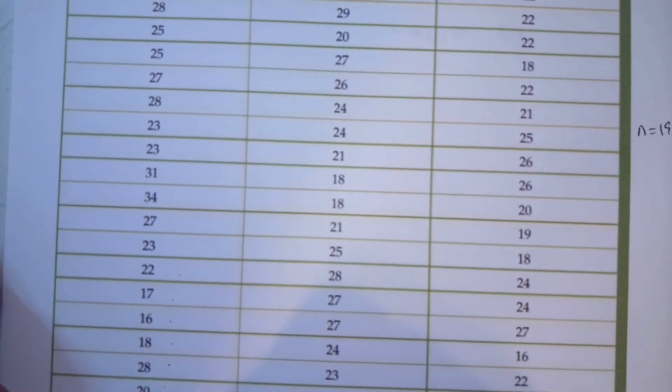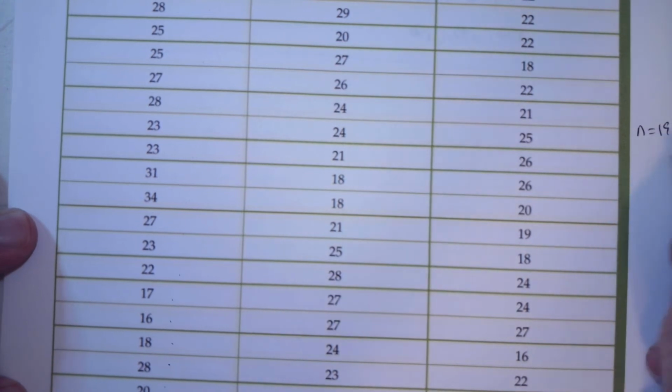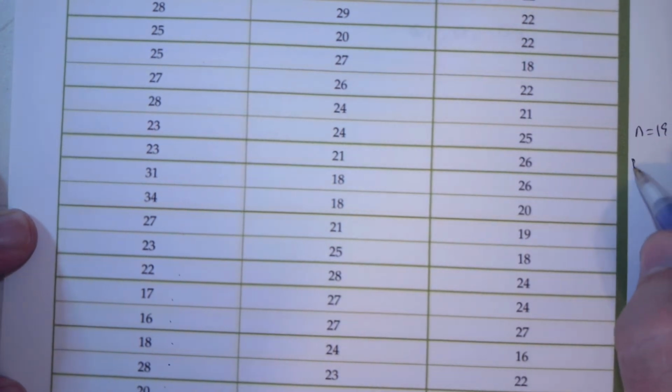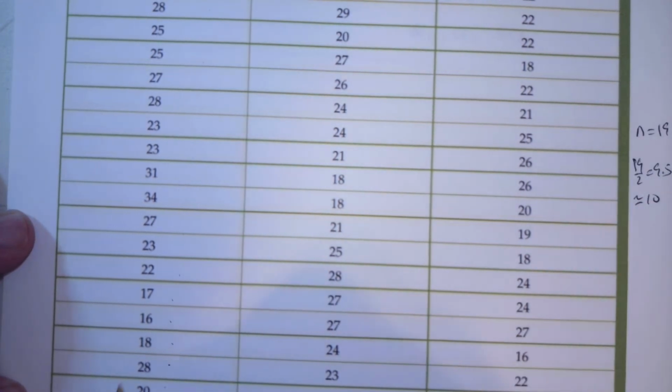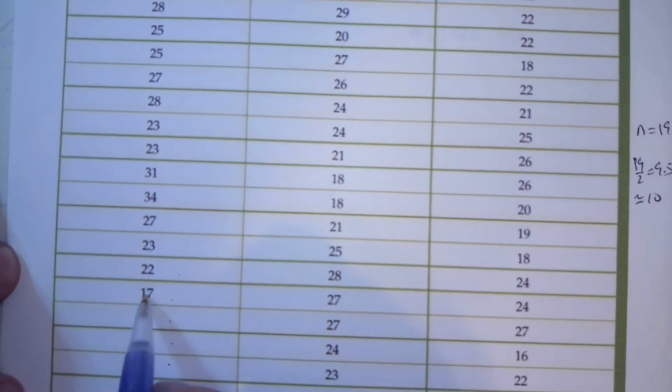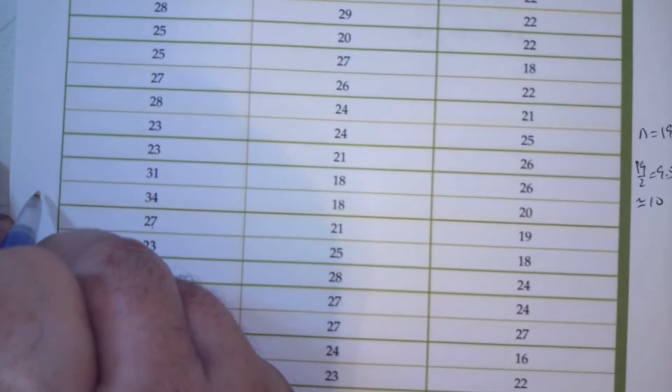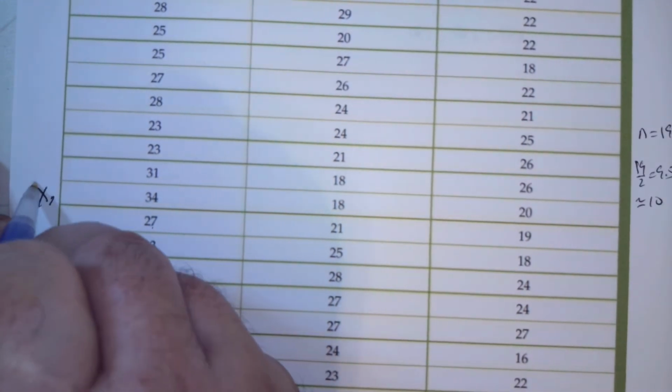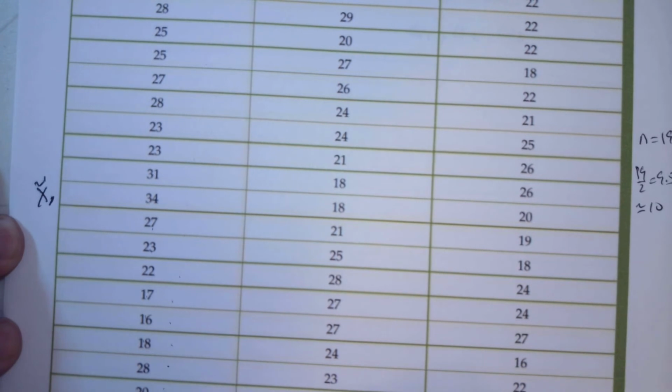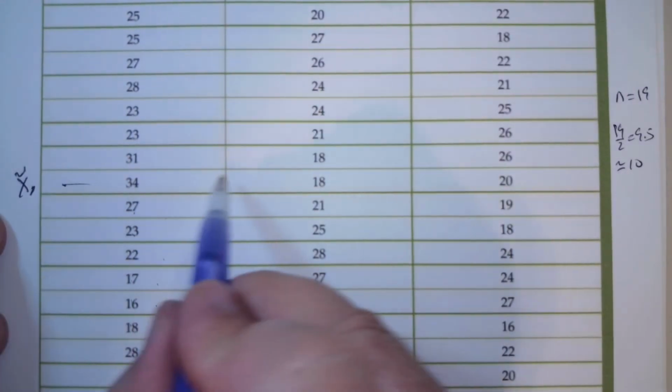Alright, so 19 divided by 2 is 9.5. So round it up, it's the 10th. So the median is the 10th one. 1, 2, 3, 4, 5, 6, 7, 8, 9, 10. So this is our median. These numbers here.